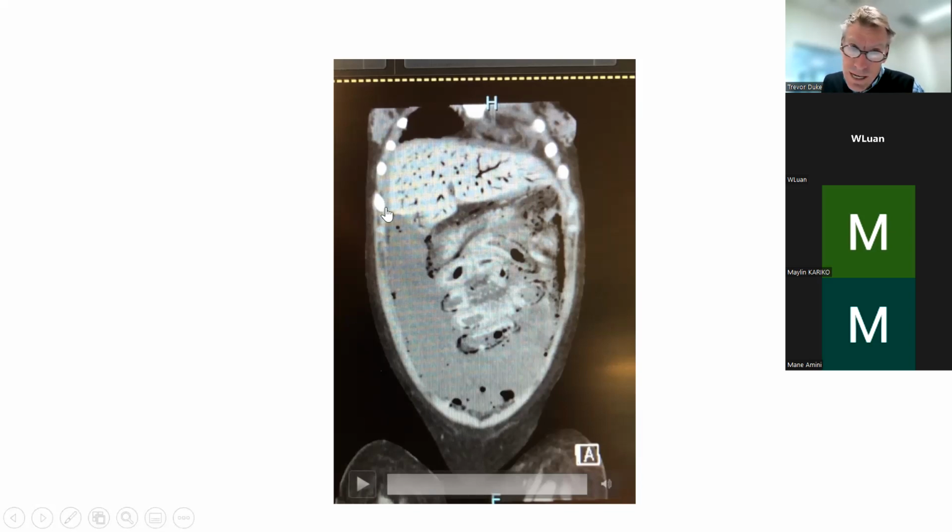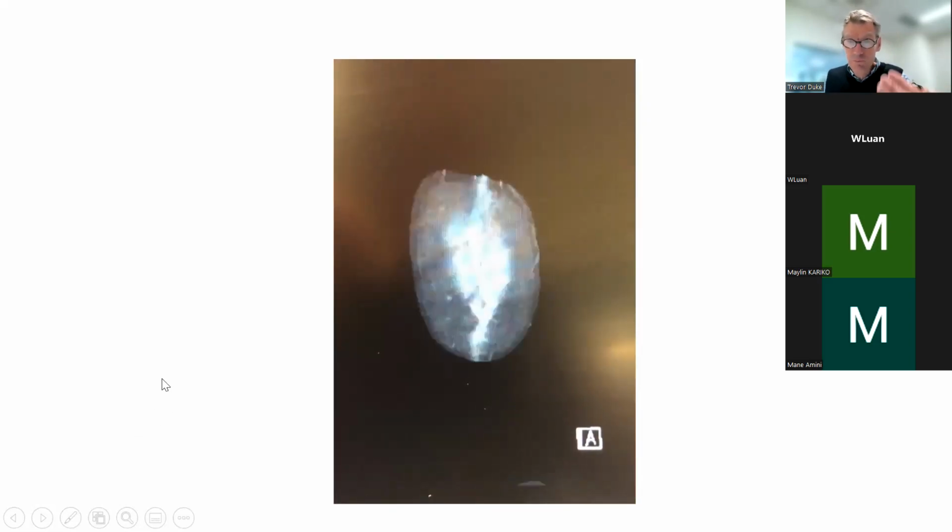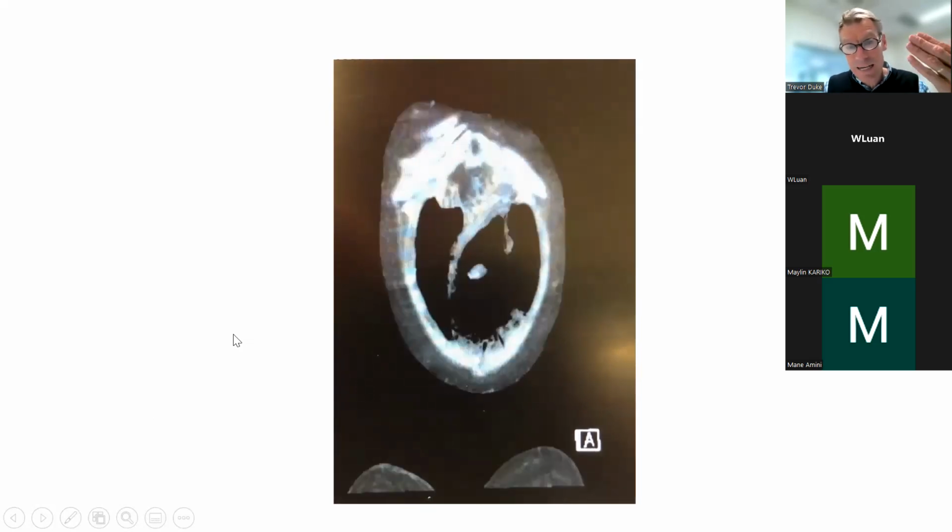Where else can you see air? In this, yeah, air's gone up to the liver, hasn't it? There's extensive air in the liver. I'll just show you the whole thing again, going from front to back.